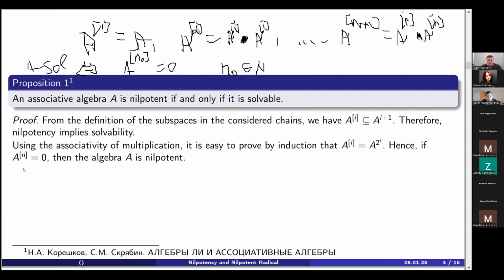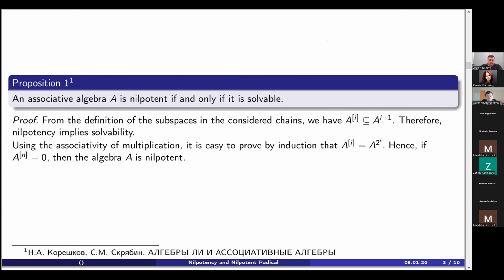Shall I continue? What about the nilpotency? You gave the definition, yes? From the definition of subspaces in the chains, we have A^(i) subset of A^(i+1). Why? Show nilpotency. Show it to us. Why is this true?